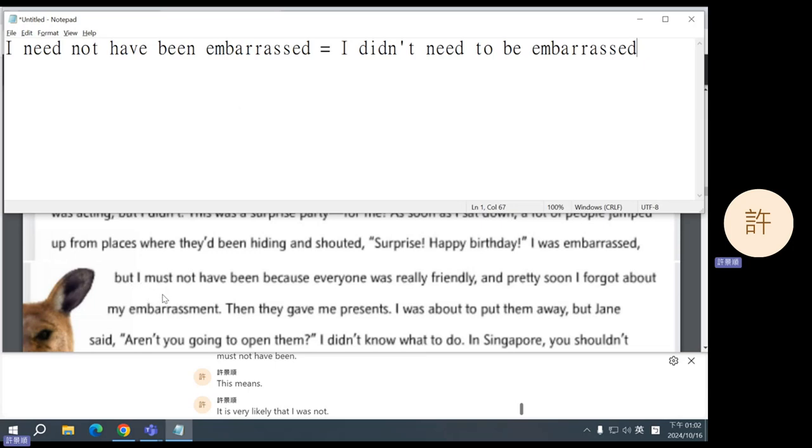The opposite of must in terms of have to is do not have to. So didn't need to. Or if you only change one word from must to need, this would also make sense. Okay, good. Other questions? All right, next page.